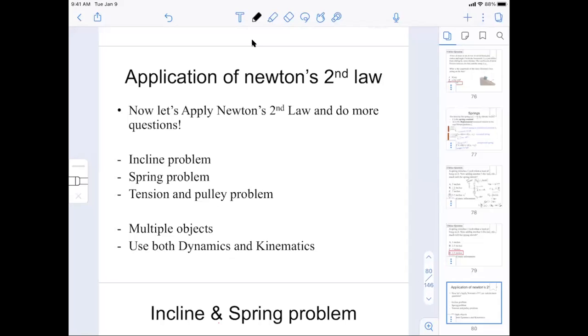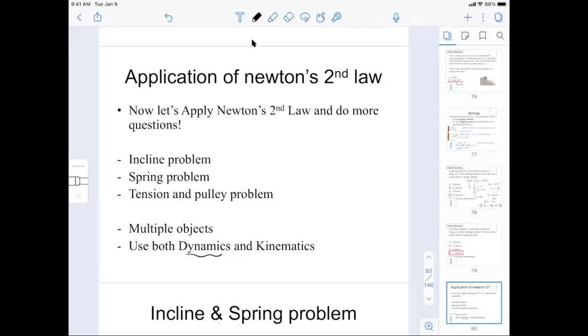So an incline problem is not all that different from a spring problem, even though on the surface they may look different. But just for the sake of getting you familiar with the context of a problem, sometimes you see incline, sometimes you see a spring, sometimes you can see a pulley, and sometimes there are multiple objects, not just one object. You have to do a free body diagram on 1, 2, or even 3 objects. Right? Sometimes you see problems that use both dynamics and kinematics. So I want to show you all the variety of problems you will see. We'll start with the incline and the spring problem.